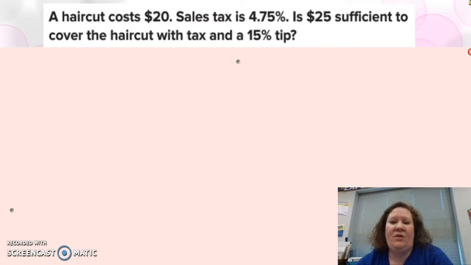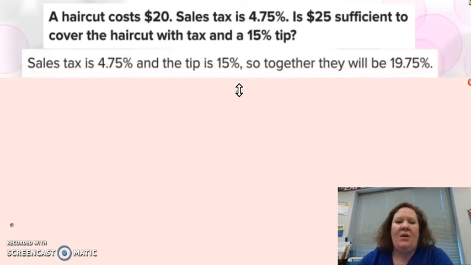A haircut costs $20. Sales tax is 4.75%. Is $25 sufficient to cover the haircut with tax and a 15% tip? We want to know, is $25 going to be enough money to cover the sales tax and a 15% tip? Well, since we know sales tax is extra and tip is extra, we can combine those together. We take the 4.75% and the 15%, and we can add them together to get a total of 19.75% extra to be added on top of the bill.